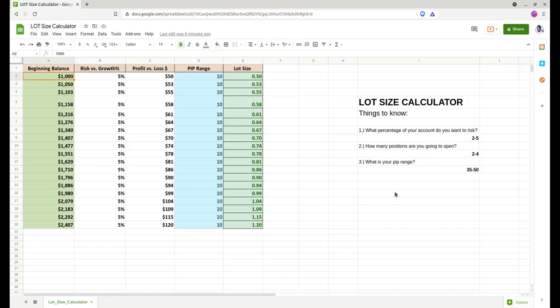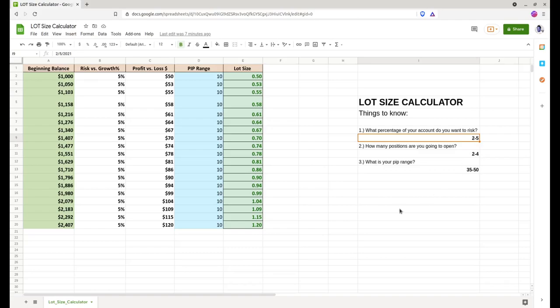Now, if you are a newbie, if you are just starting out in the Forex market, you're kind of feeling your way around, you want to just dabble in it and see how you fare with Forex, you definitely do not want to be risking anything more than 5% of your account. Please write this down. That is very important. You do not want to be risking more than 5% of your account in any given trade. Please write that down.